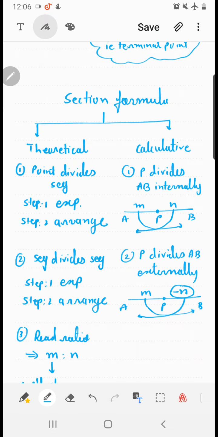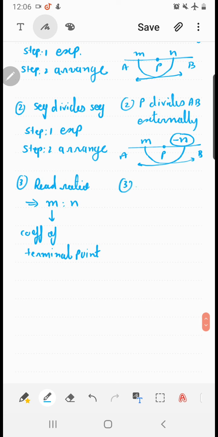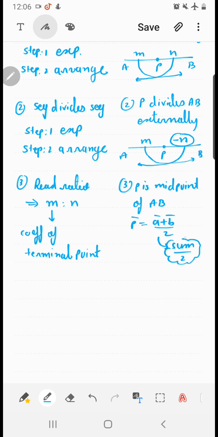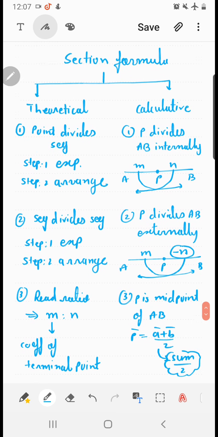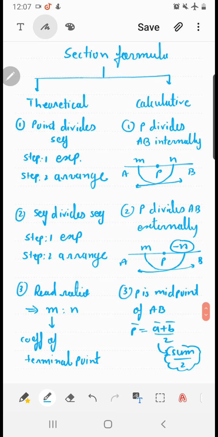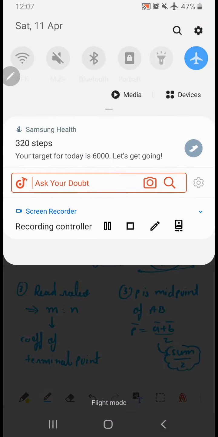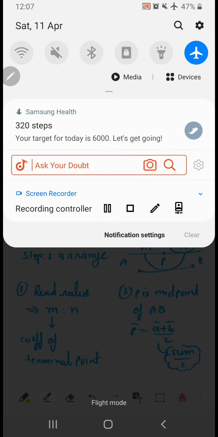And finally, the third part: if P is the midpoint of a segment AB, then we write P bar is equal to (A bar plus B bar) upon 2, directly using sum by 2, and that is where your section formula notepad is over. So just follow this table very nicely, and I don't think there is any sum you'll get stuck in this particular section. So with this we are coming to the end of the introduction of the section formula. In the next video we'll be discussing questions based on section formula. Thank you.